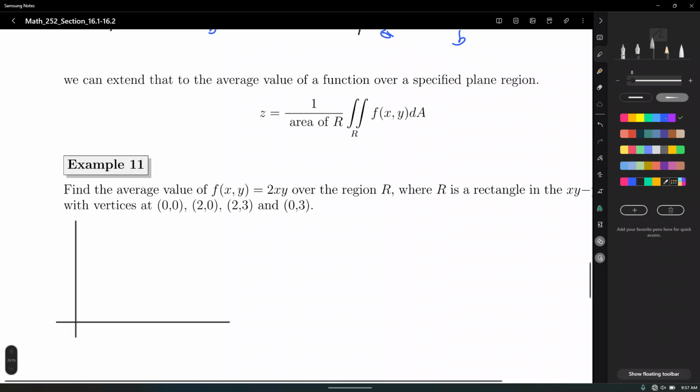All right, so that'll be 1, 2, 3, 1, 2, 3. Okay, so we're going to go about 0, 0, 2, 0, 2, 3, 0, 3. Okay, so that's going to be this rectangle here. Let me call this R and shade.